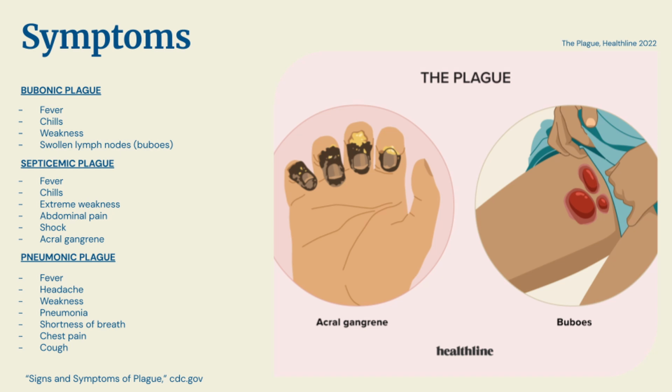So if Yersinia pestis enters into your lungs, we call that pneumonic plague, which is actually the most contagious form of the disease. And it is characterized by fever, headache, weakness, pneumonia, shortness of breath, chest pain, and a cough. And the Yersinia pestis bacteria, when you do cough, will linger onto tiny water droplets in the air. And if other people inhale those water droplets, then they will also get the pneumonic plague. So that's kind of how it spreads with the pneumonic plague.